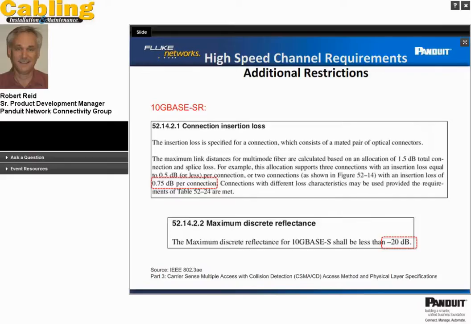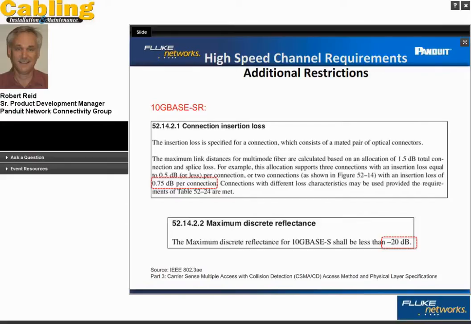So that's the paragraph out of the standard, and this is an expectation on component loss, individual component loss in a channel, in a backbone. So not only do you have to have 1.5 dB max of connector loss, there's an expectation on the components in the 10 gig standard that says no more than 0.75 dB per connector.